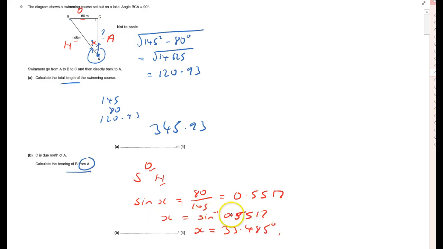I could say that is 33.5 degrees. That's still not the question asked before. It wanted the bearing, and that means it wanted it all the way around there. So that's going to be 360 minus that 33.5, and that is 326.5, and that is my bearing of B from A.